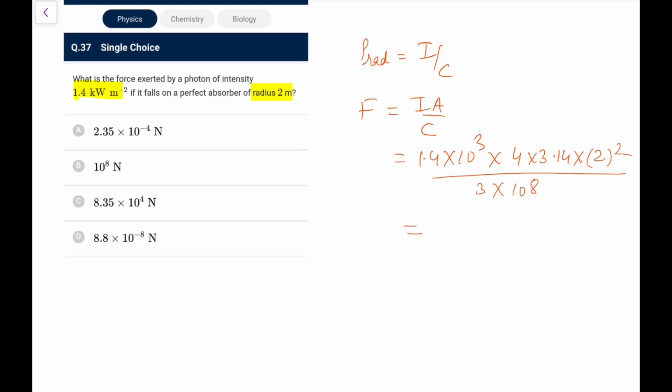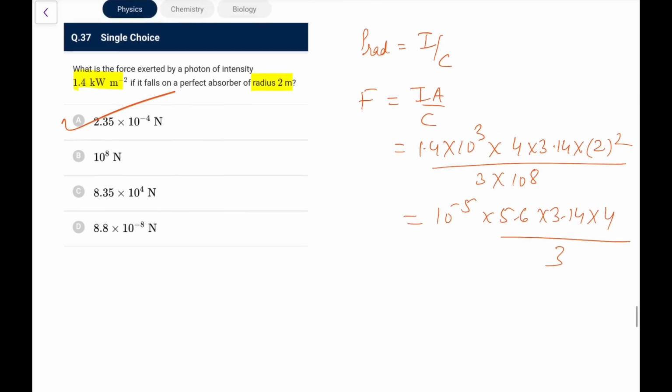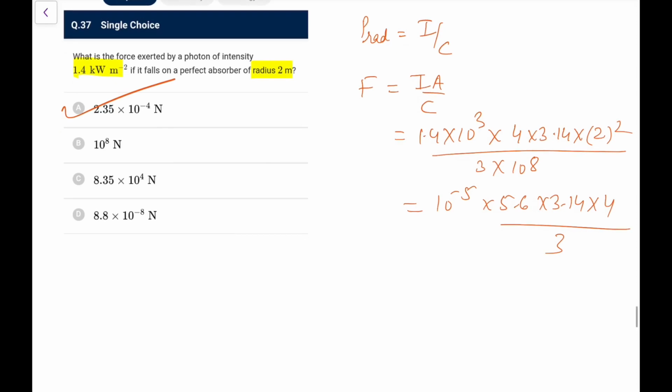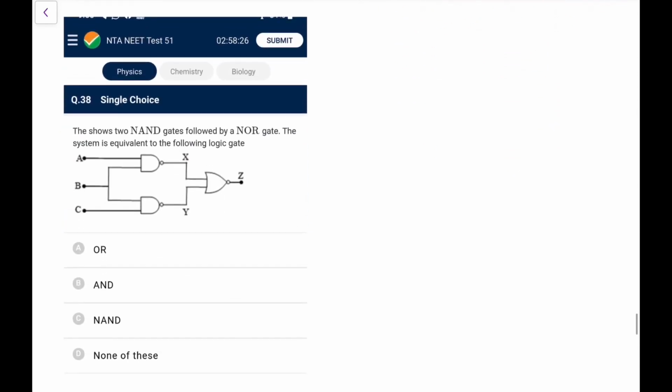If I do all these calculations, 8 and 3, 10 to the power minus 5. 4 into 1.4, that is 5.6, into 3.14 into 4 upon 3. So approximately it is 20 plus, crossing to 2 point something into 10 to the power minus 4 should be the answer. So it's option A we can go for. Just remember, for a perfectly absorbing surface, radiation pressure is I by c. For perfectly reflecting, it is 2I by c. This question was in today's JEE Main test that I solved early in the morning.